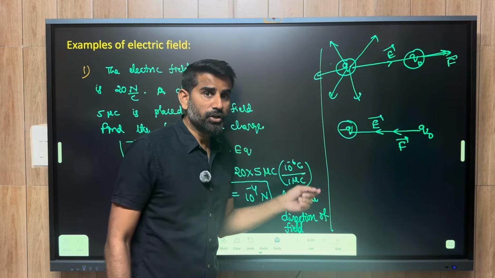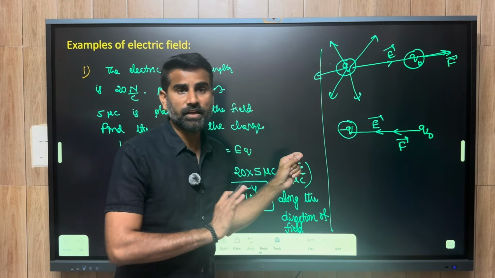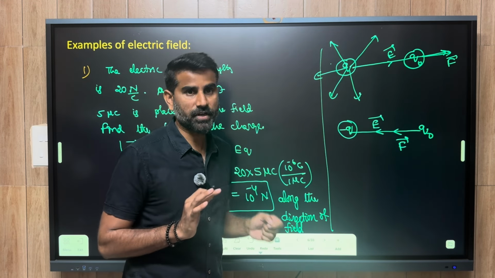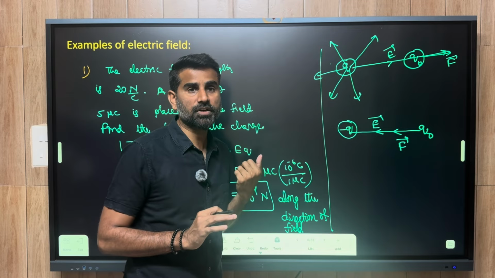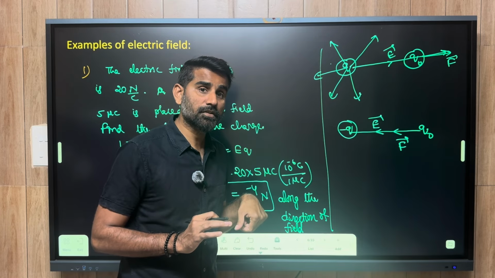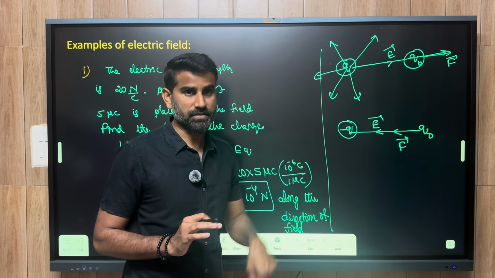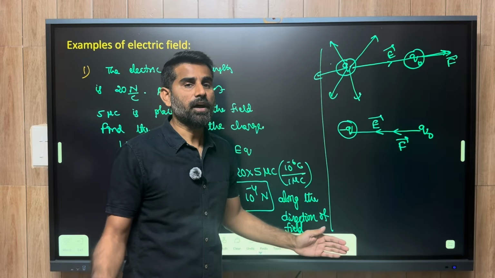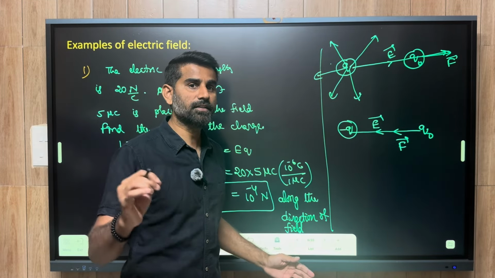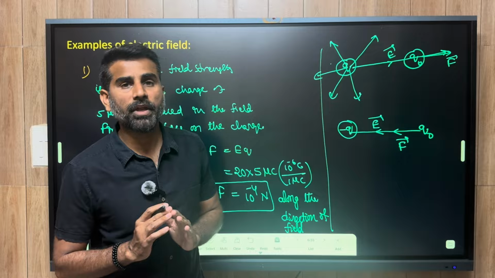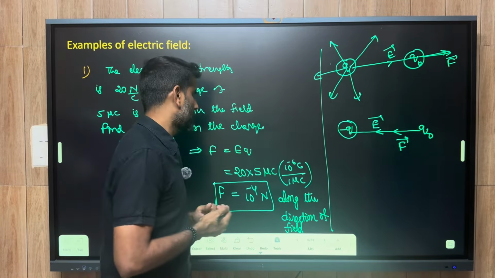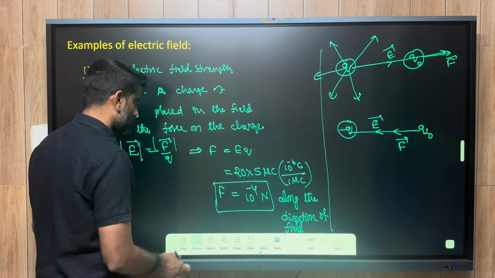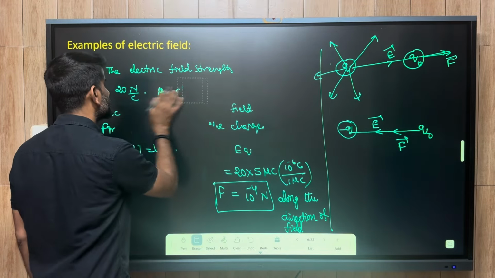Now field due to a positive point charge is radially away, and field due to a negative point charge is radially inward towards the charge. Where am I measuring this field? Exactly at the point of interest. I don't care about the rest of the field lines. I care only about the field line exactly at the point of interest. I hope I made my point clear here, right? Okay, so this is one such example. I'm going to erase this one. Let's move on to the next example.